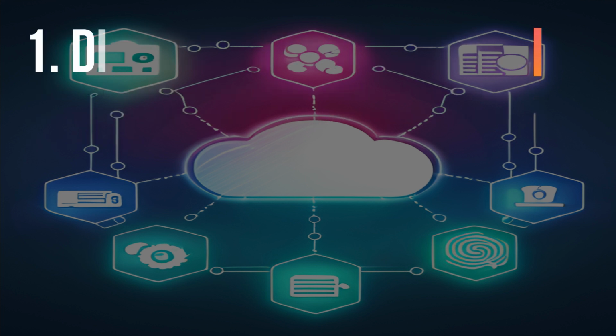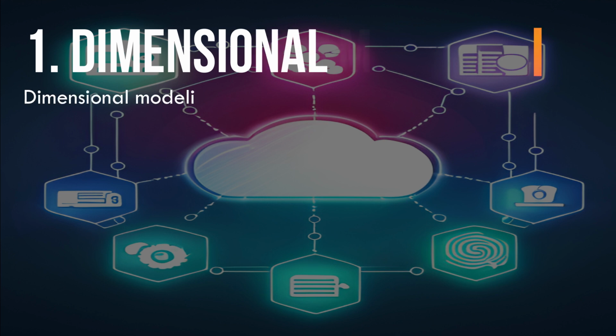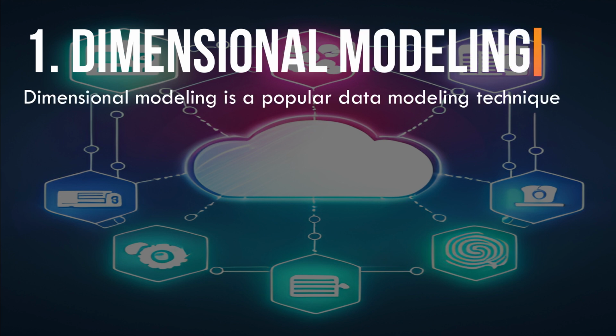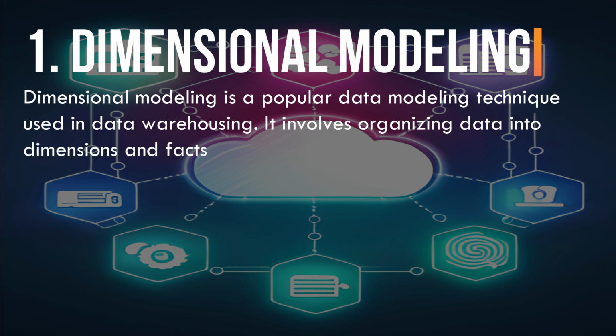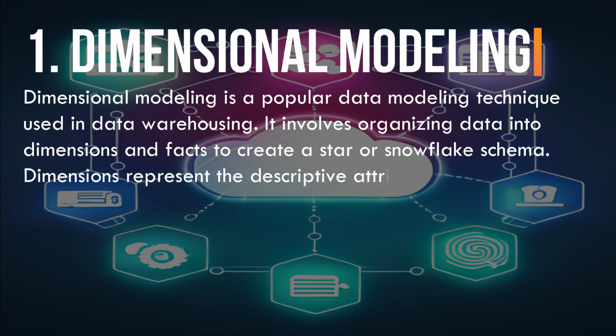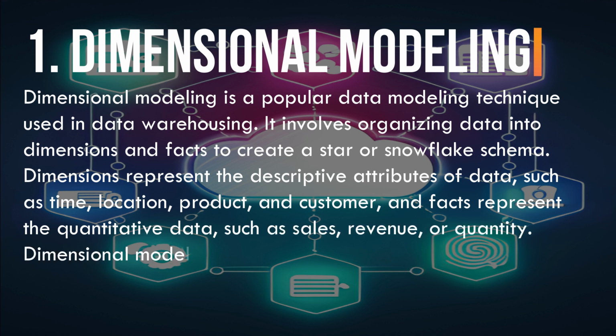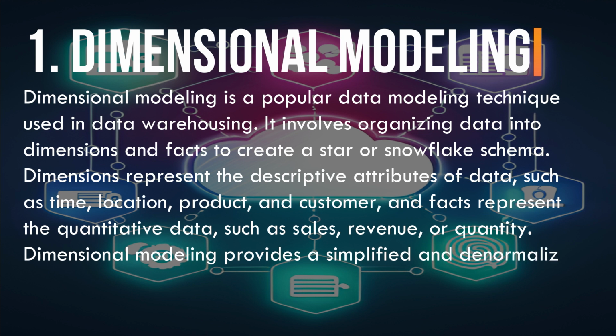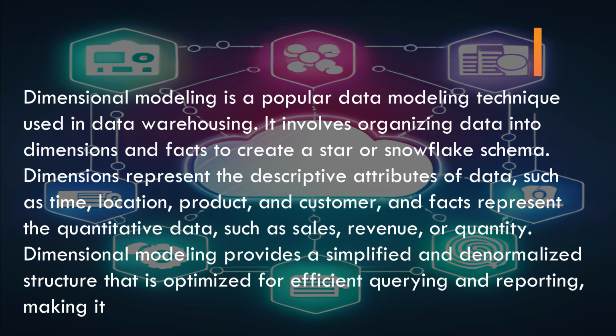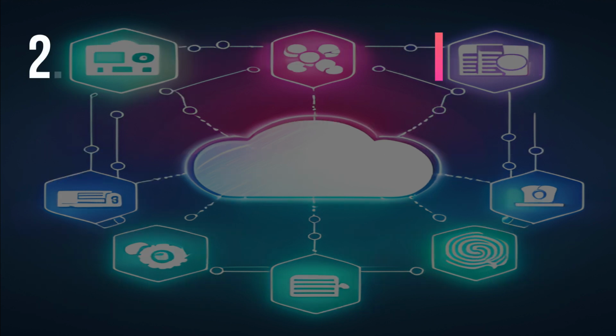1. Dimensional modeling. Dimensional modeling is a popular data modeling technique used in data warehousing. It involves organizing data into dimensions and facts to create a star or snowflake schema. Dimensions represent the descriptive attributes of data, such as time, location, product, and customer, and facts represent the quantitative data, such as sales, revenue, or quantity. Dimensional modeling provides a simplified and denormalized structure that is optimized for efficient querying and reporting, making it well-suited for data warehousing.